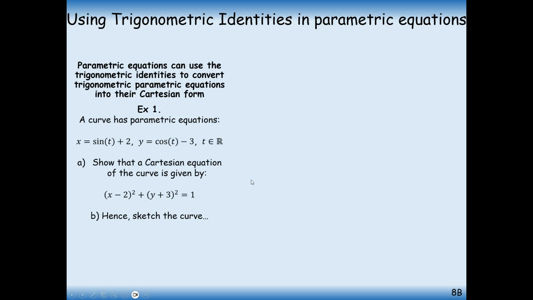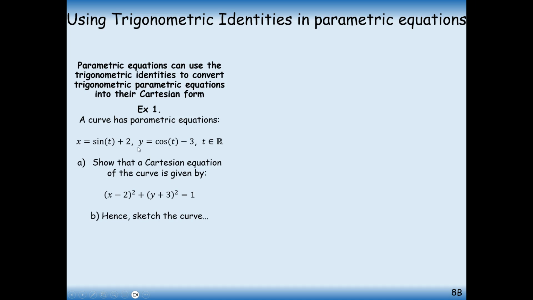We were asked to show that the Cartesian equation of the curve is given by the following, which looks like an equation of a circle. So let's see how we can find the Cartesian equation. We said previously that we would make t the subject of the first equation and substitute into the second equation. But when we have trigonometric functions, that strategy is not going to work, so we're going to come up with some other plan.